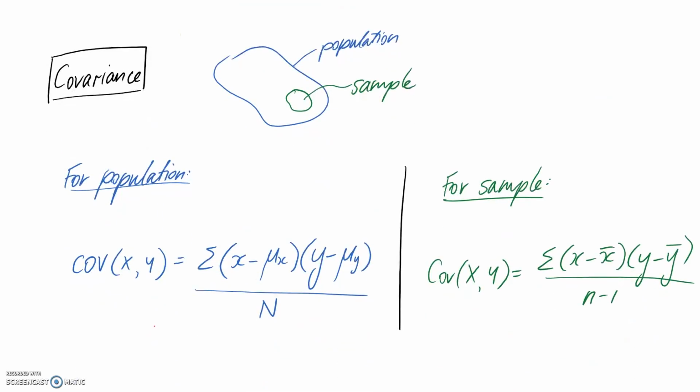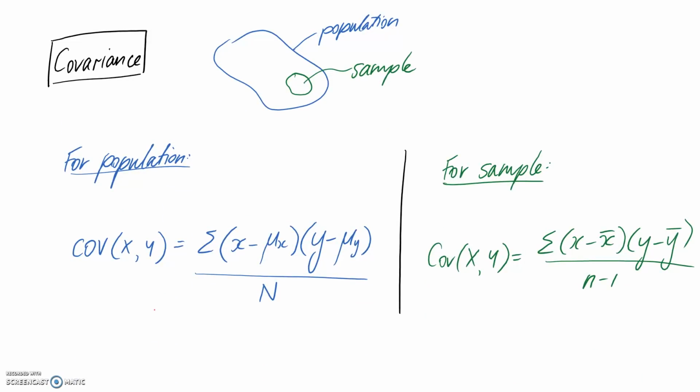So covariance, the equations for it depend on whether you're looking at population or sample data. So remember that the population data, that's when you've got the data for every single person or whatever it is within your population. Sample data is when you've just got it for a few, and these are meant to be representative of the wider population.